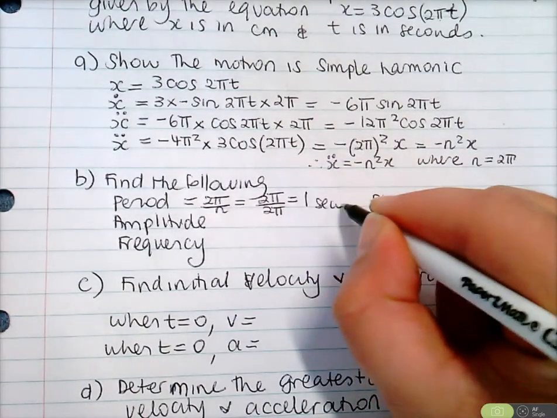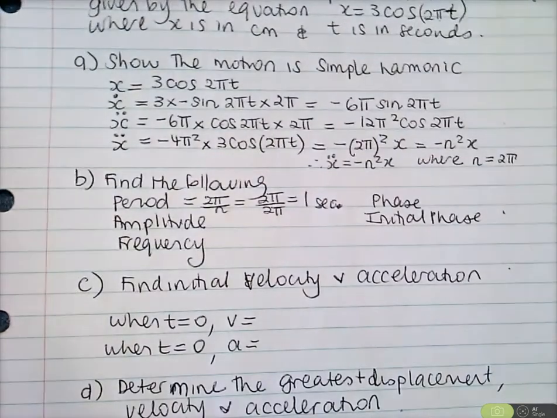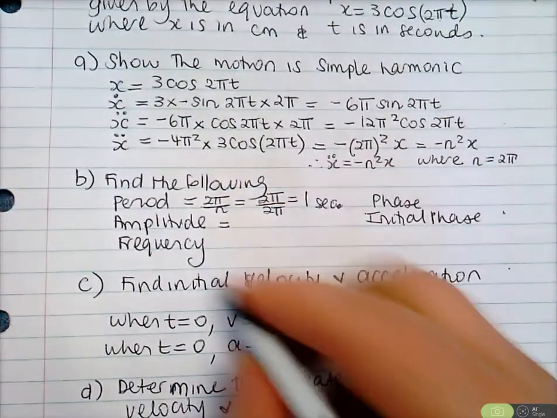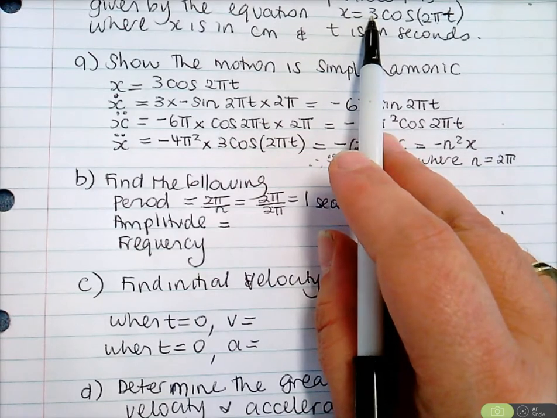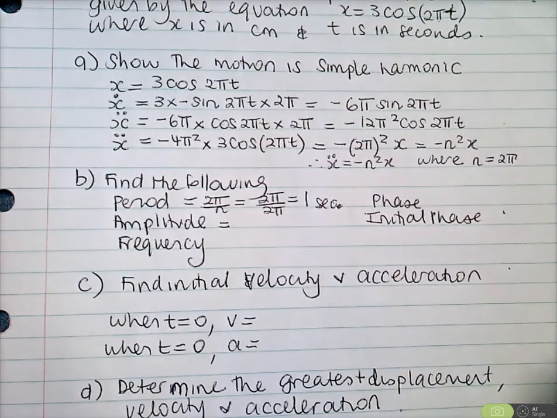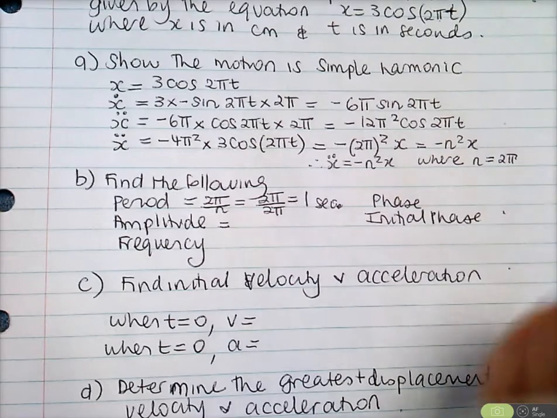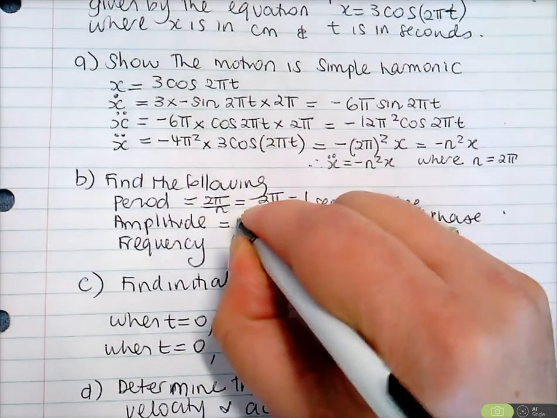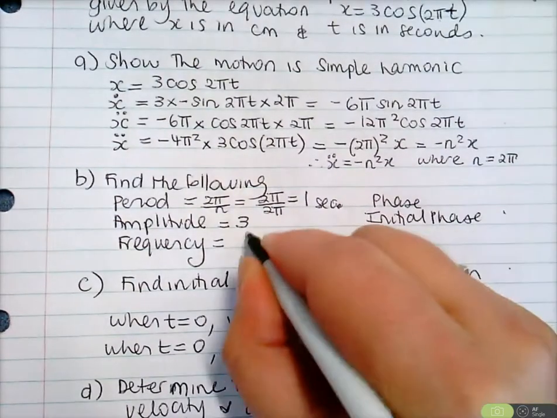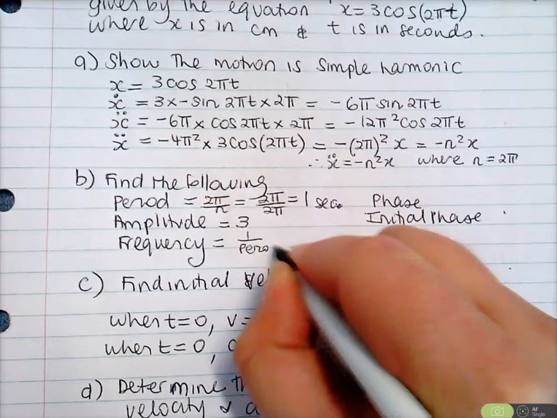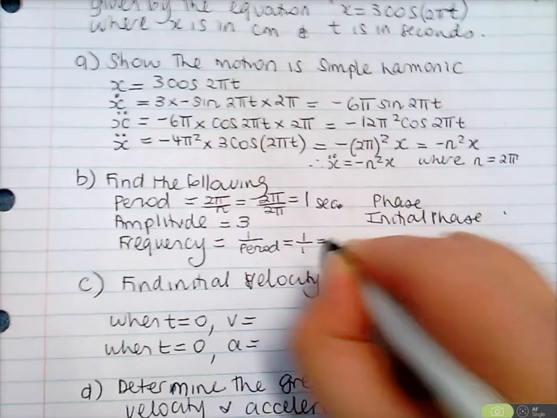Second. Okay, 1 second. The amplitude is, we're looking at 3 cos 2 pi t. No, amplitude's only from the middle up or from the middle down. So it's not 6, it's 3. I will draw this in a minute, all right? The frequency, do you remember what that was? 1 over the period, which is 1 over 1, which is 1.